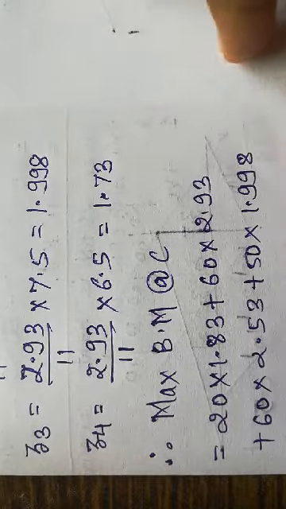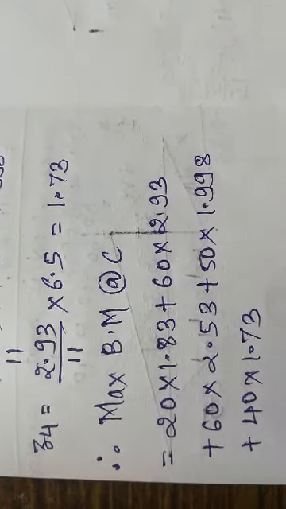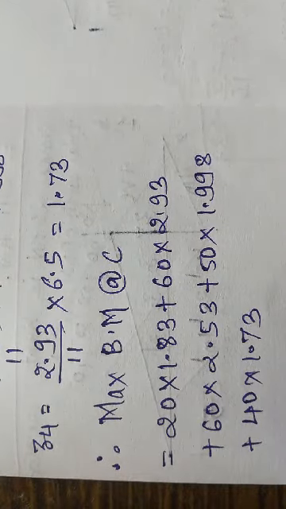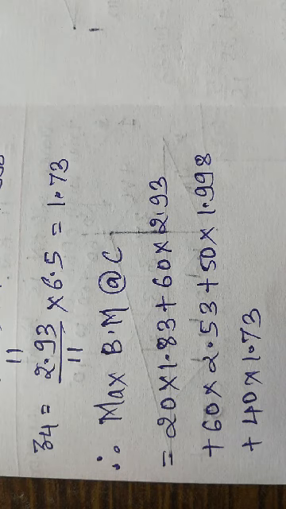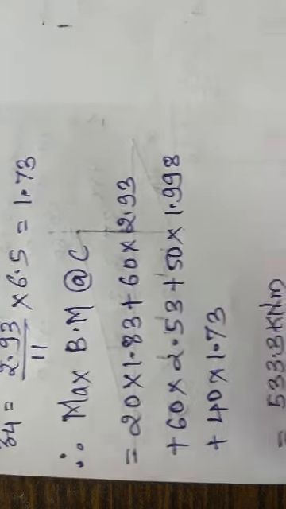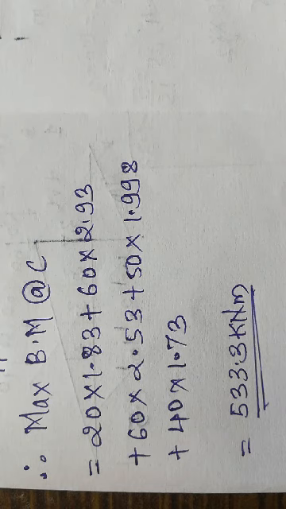Then the maximum bending moment at C is given by load multiplied by its ordinate values. After doing the calculation, we will get the answer as 533.3 kilonewton meter. Okay, thank you.